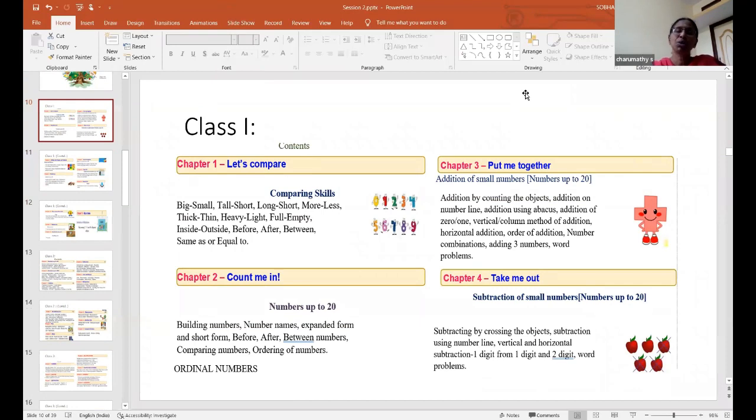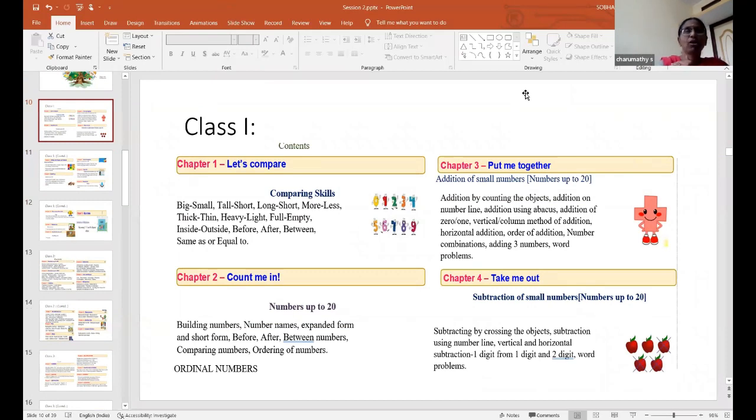So addition of small numbers, here again we restrict only up to 20, because when we are dealing with small numbers, they become comfortable in doing addition and subtraction. Whereas in later classes, it will be easy to do even numbers up to 100 also. Here in addition, we do first by counting the objects.